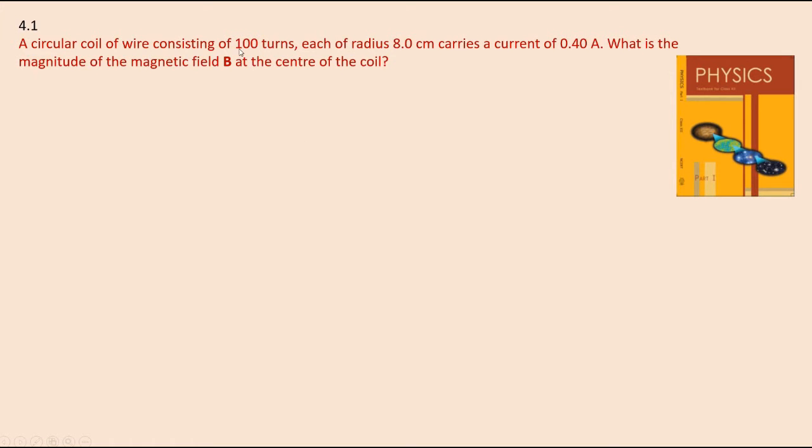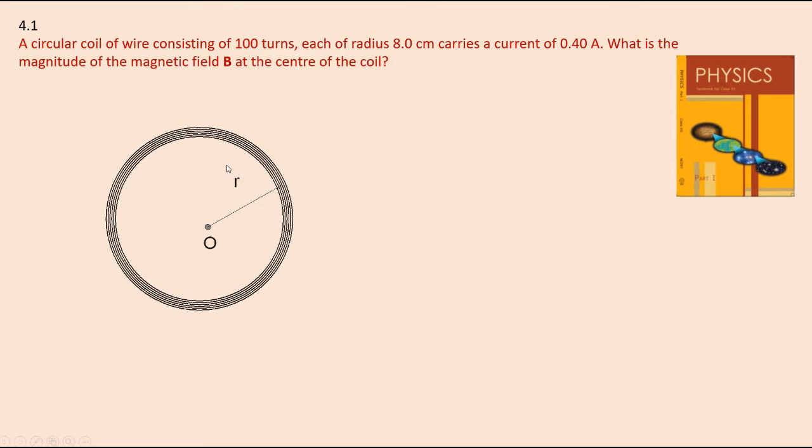Circular coil of wire of 100 turns. Let's say you can think of a diagram of this type. Center O, this circular coil of 100 turns. Exactly 100 turns will not be there. Few turns are shown. Let it represent 100 turns. This is only a schematic diagram. It is not the realistic diagram. Okay, fine. So 100 turns.